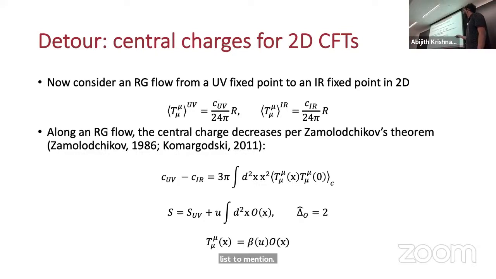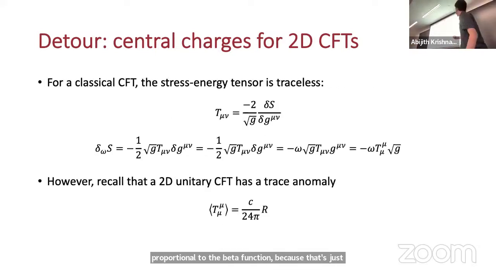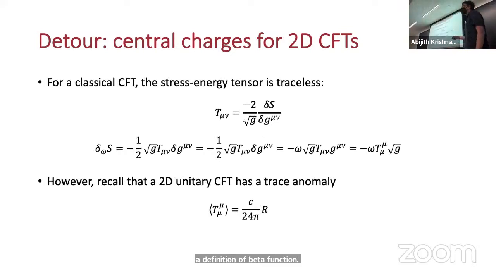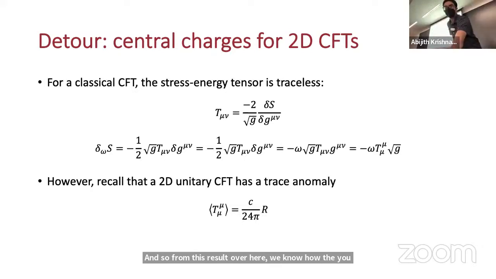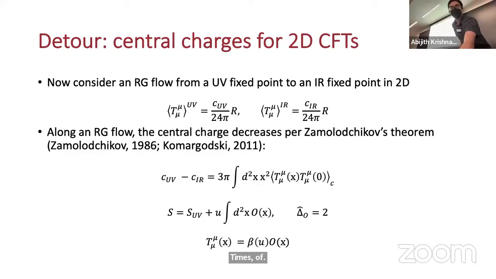It picks up an anomalous dimension. Now, how do we compute the trace of the stress energy tensor from this action? Under a Weyl transformation, U changes exactly by something proportional to the beta function, because that's just the definition of the beta function. From this result over here, we know what delta S is under a Weyl transformation. So we should know exactly how to compute T mu mu, and it turns out to be the beta function times O. All right, so that's the story in 2D.